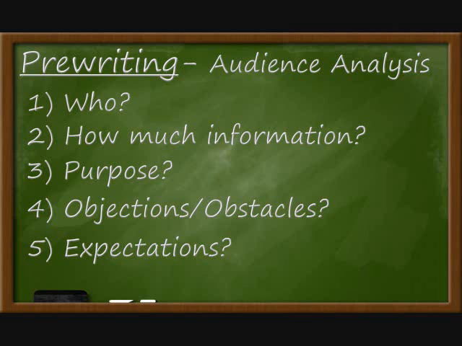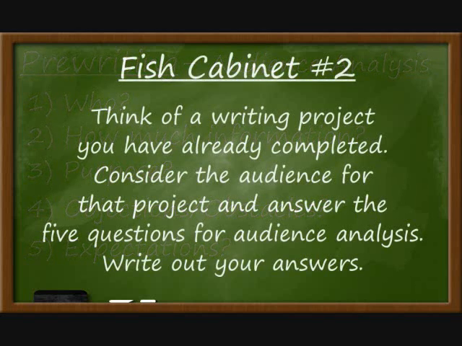For fish cabinet number 2, I want you to think of a writing project you have already completed. Consider the audience for that project and answer the five questions for that audience. Make sure you write down your answers. Do not just think about it in your head. Have them written down, and this will help you to focus and concentrate. If you can go through these questions on an audience that you've already written for, it'll make it a little bit easier when you go to write for an audience that you haven't written for before. That's fish cabinet number 2.